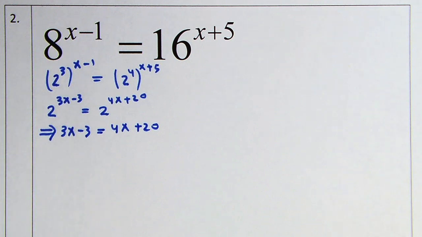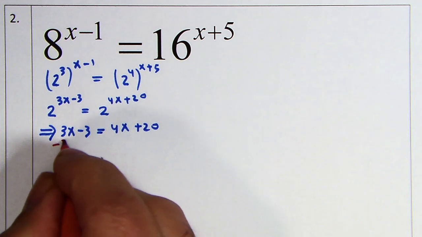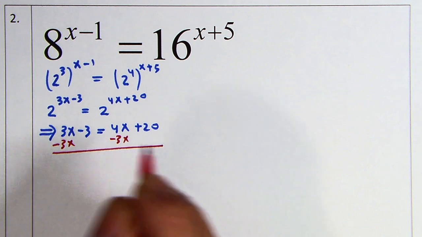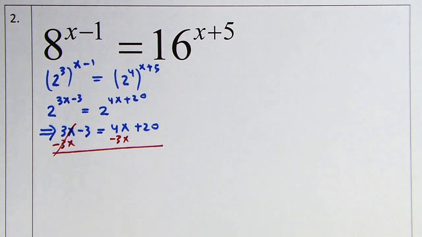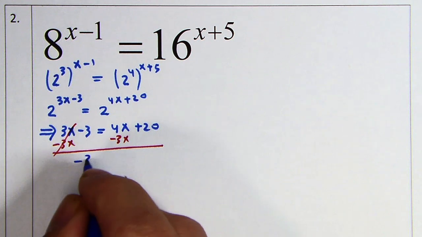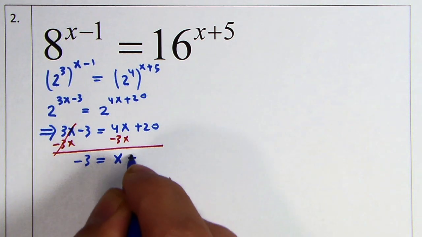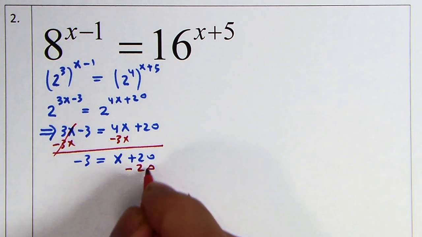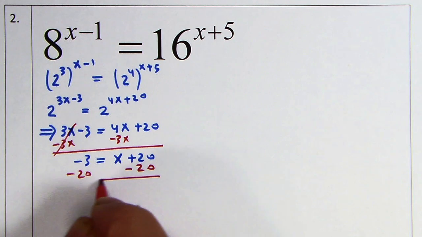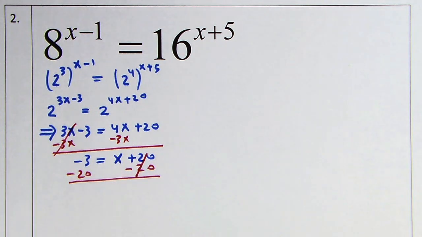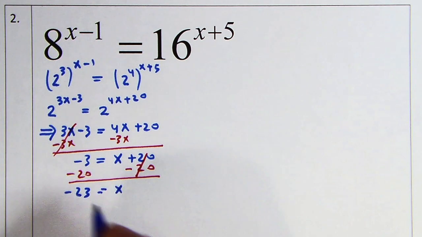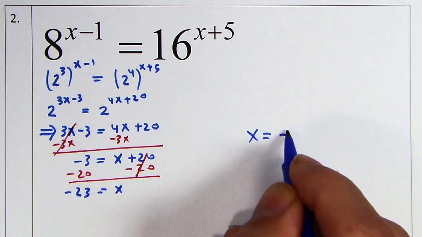And now we could subtract 3x from both sides. That will give me negative 3 equals 1x plus 20. Subtract 20 from both sides. And we get x equals negative 23. And that is our answer.